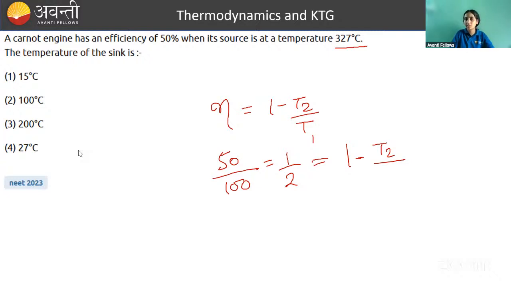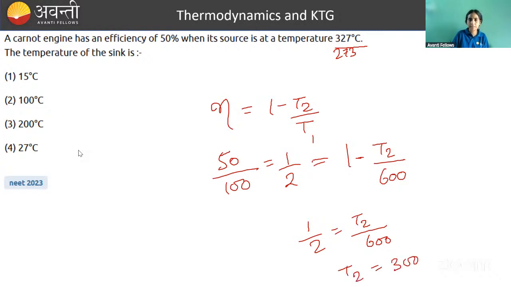Again, you need to change Kelvin. So अगर आप इसको केल्विन में कन्वर्ट करोगे, this will become how much? 600, right? So this is equal to how much? Again, half is equal to T2 by 600. ठीक है? And T2 will be equal to how much? 300 Kelvin. And if it is 300 Kelvin, then in degree centigrade, it will become how much? It will become, yes, Punit, it will become 27 degrees centigrade. Done? So this will be the answer.